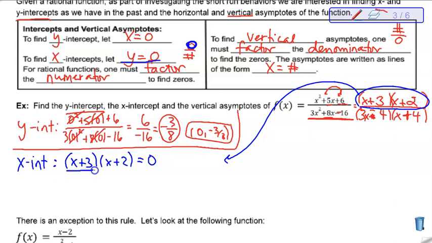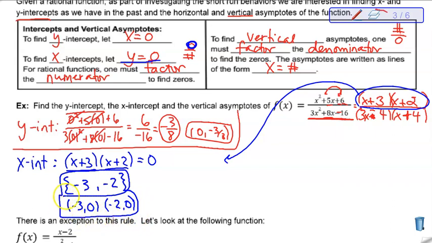So I need to ask myself, what makes that 0? Well, it's negative 3. What makes that 0? Well, that's negative 2. And those would be my x-intercepts. Now, that's in a list form. But if they want it as an ordered pair, remember we set y to be 0. And we could write the ordered pairs as (negative 3, 0) and (negative 2, 0). So either one of those answers would work, depending on how they ask for it.